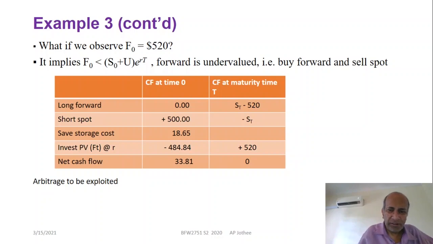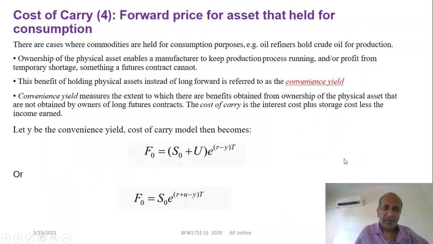But instead, if you want to calculate the difference at the end, it's easy. You invest this 500 plus 18.65. You invest the 518.65 here. With the compounding, you will receive something big. So minus 520, you will get the difference here. That difference, if you discount it, you will come back to 33.81. You try it and see when you are free. Okay, right.